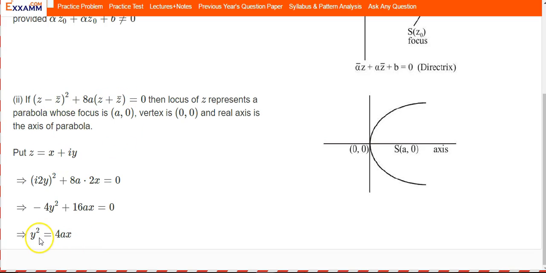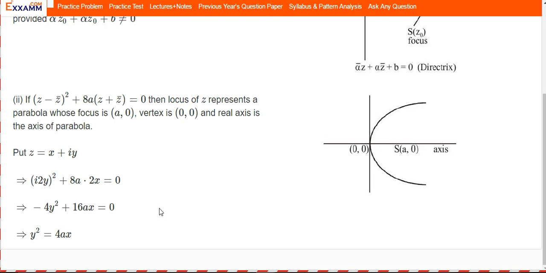So if tomorrow we get x square is equal to 4ay and we are required to find the equation in this form in some problem, we replace the values of x and y in terms of z and z bar to get the desired equation.